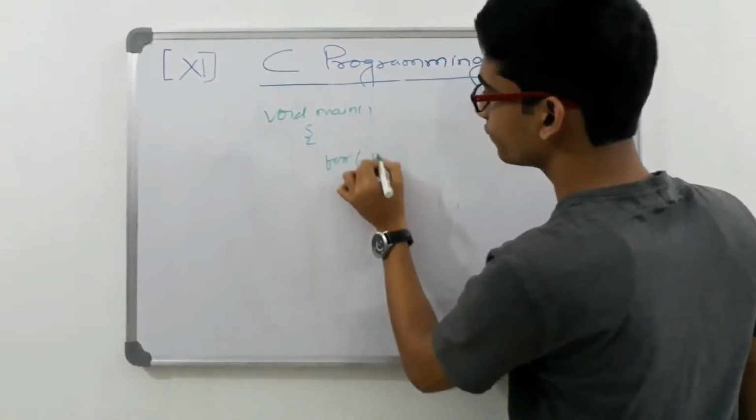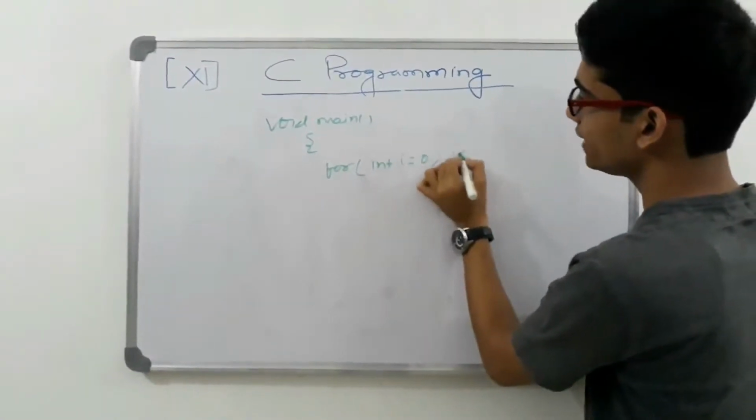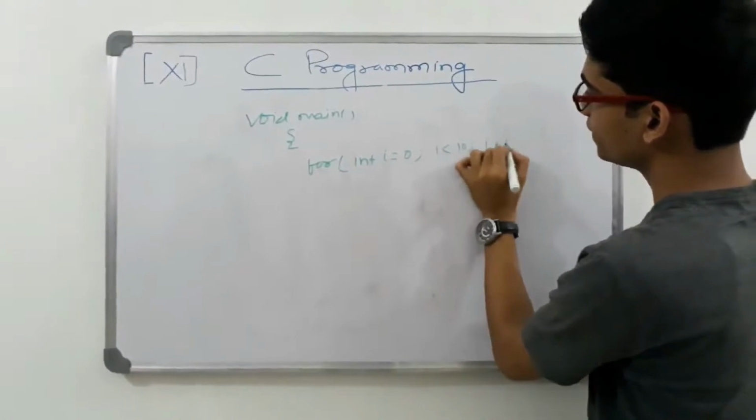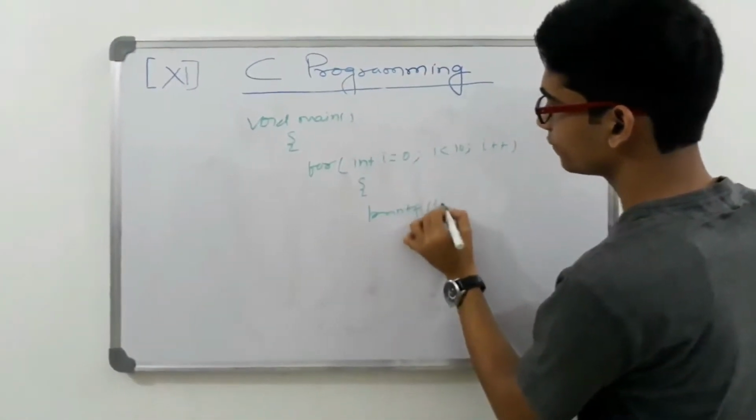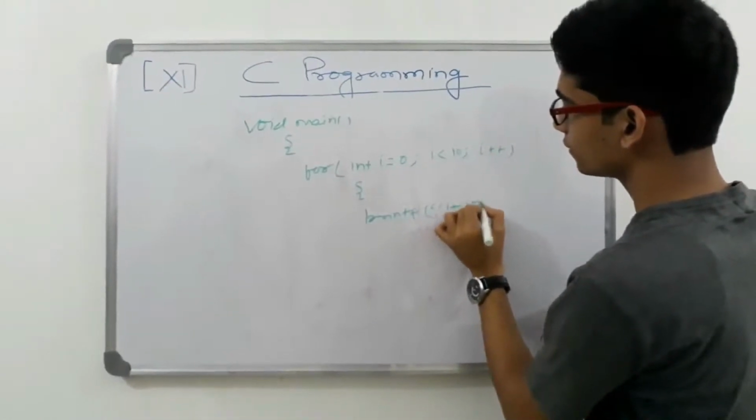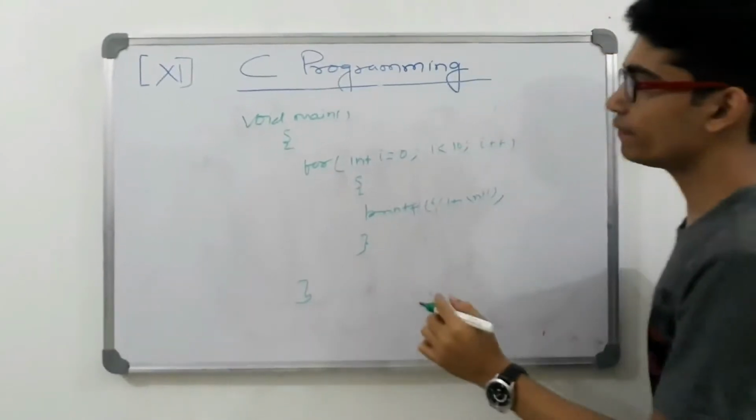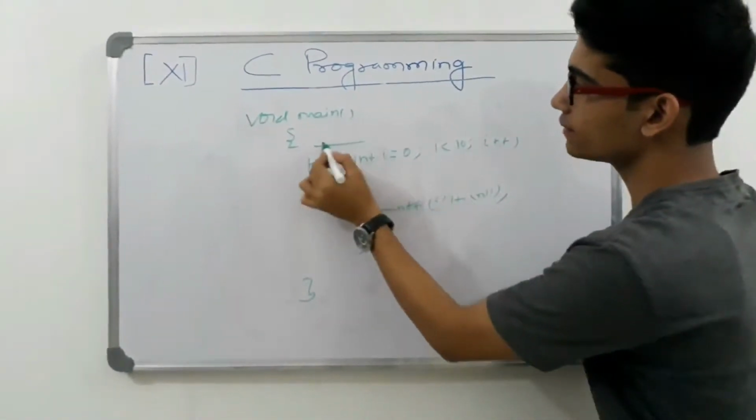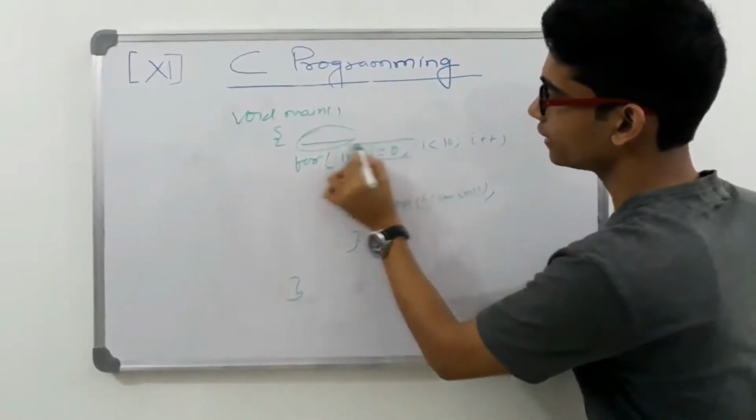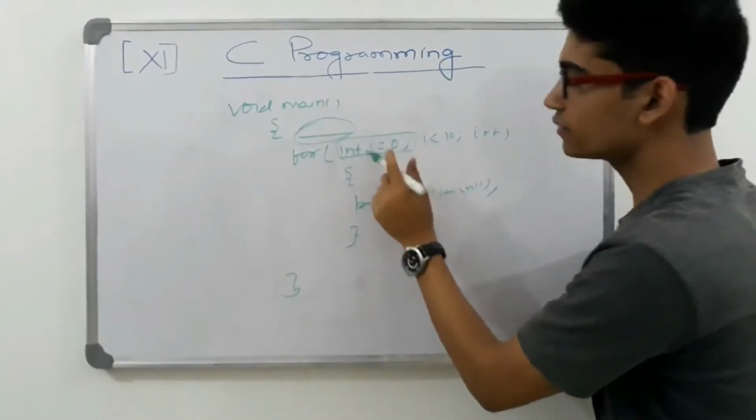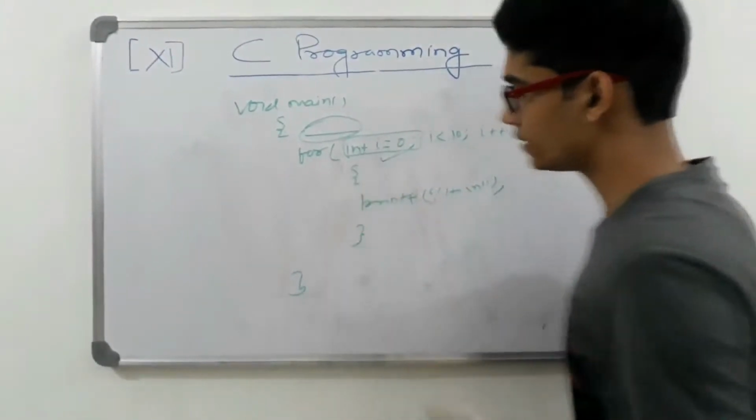I directly write for (int i = 0; i < 10; i++) printf("hi"). What we have done is we haven't declared a variable separately; we have directly initialized it here. This is the initialization part. So this is true, this will work and hi will be printed. But some of the compilers do not support this.